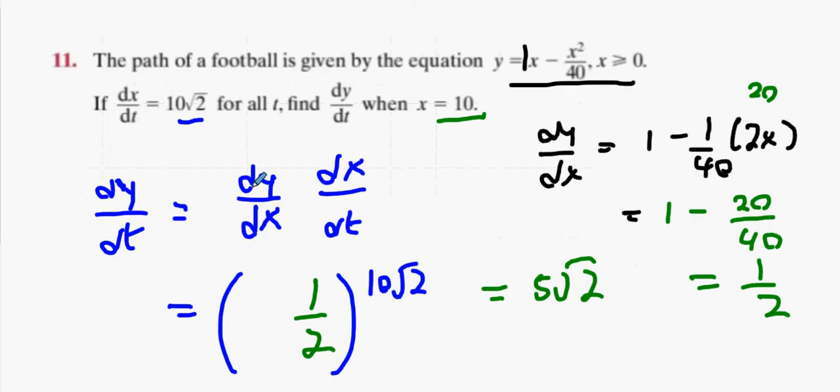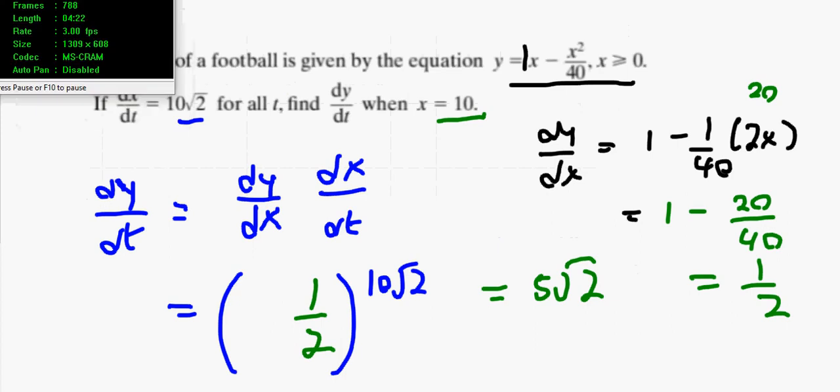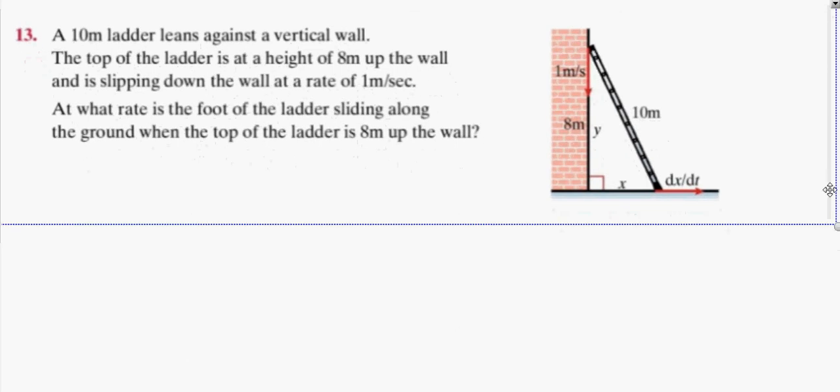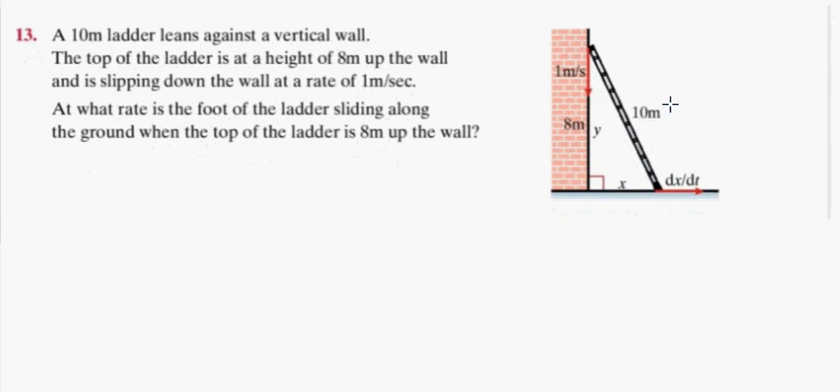Oh, that's not 13. Question, yes? Right. A 10-meter ladder leans against a vertical wall. So no matter what, the ladder is 10 meters. Okay, can't really change that. Now, the top of the ladder is at a height 8 meters up the wall and is slipping down the wall at a rate of 1 meter per second. At what rate is the foot of the ladder sliding along the ground when the top of the ladder is 8 meters up the wall? Oof. Yeah, it is a bad ladder.